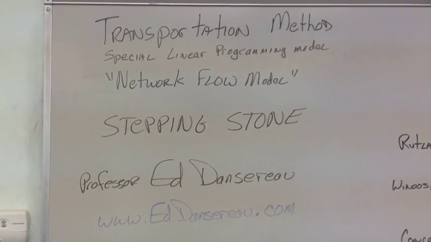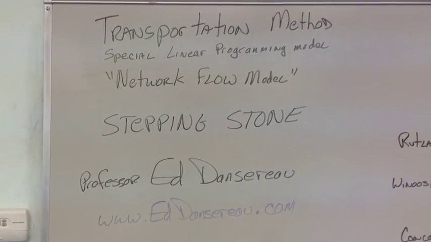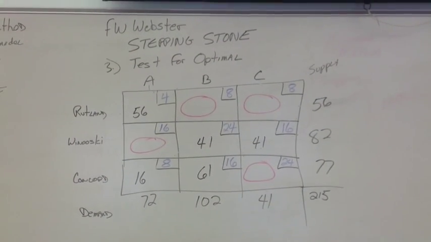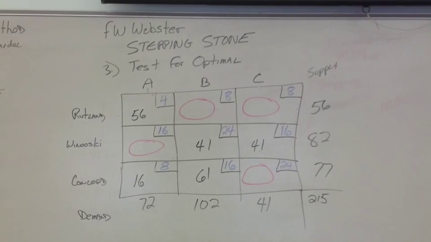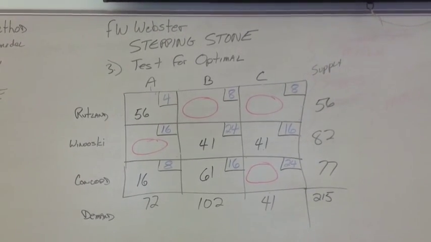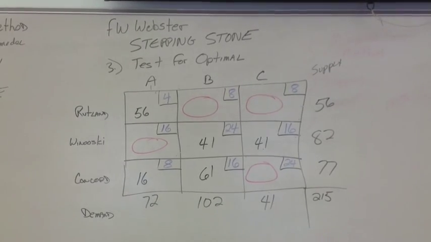The first way we're going to solve our problem is using the stepping stone. We're going to use the stepping stone, kind of like stepping on stones across a brook. The key to this is the unoccupied cells. Just to highlight the unoccupied cells, I have them circled in red.